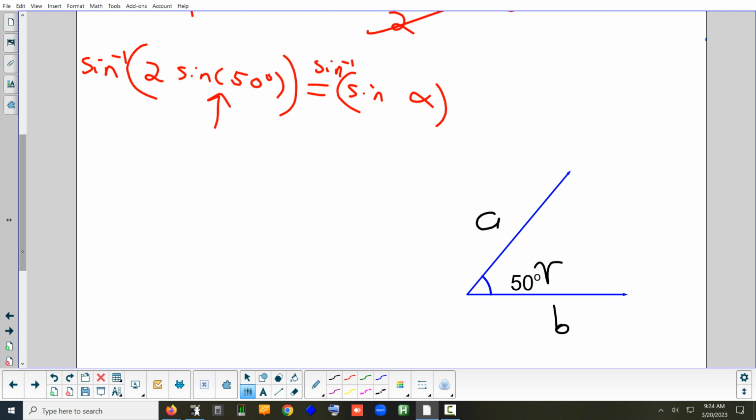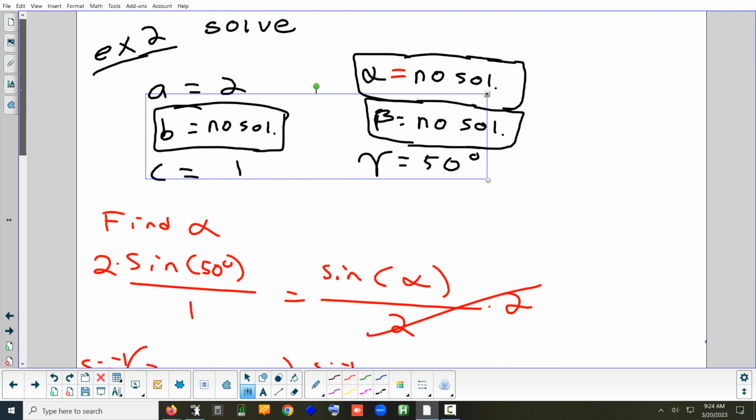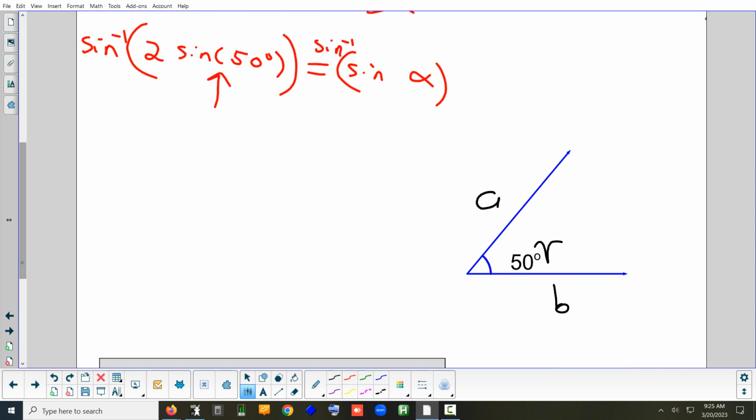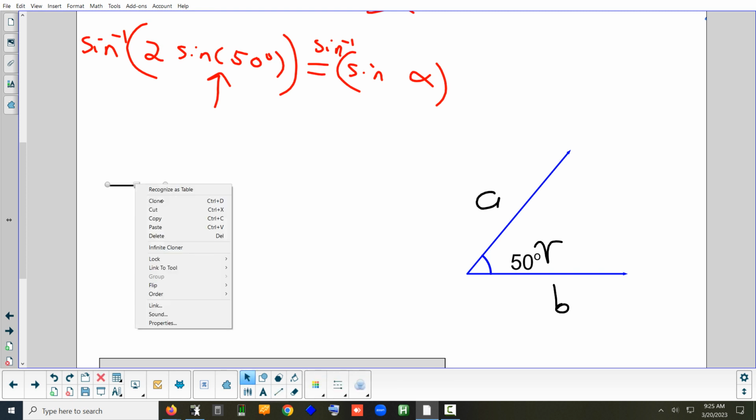Why can't I just get it back the way it was? Usually undo fixes everything. Okay, well, let's just create it again. Okay, so ignore those. So there's my side length of 1. Make a copy. There's my length of 2. Close enough.